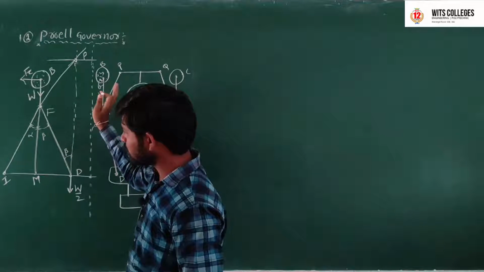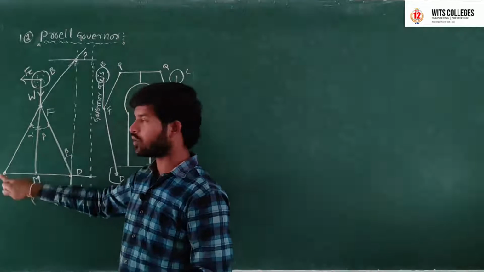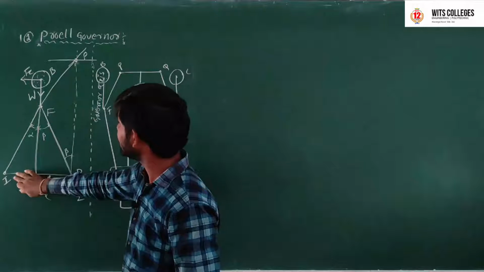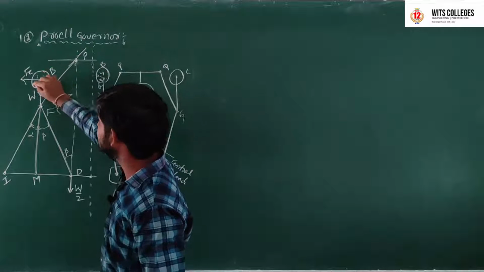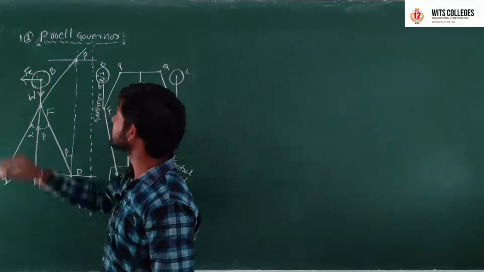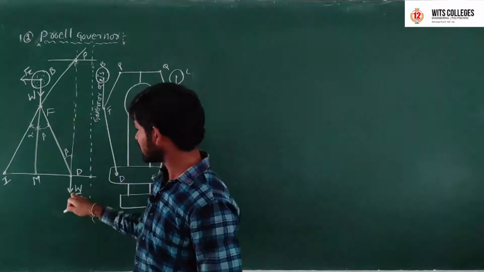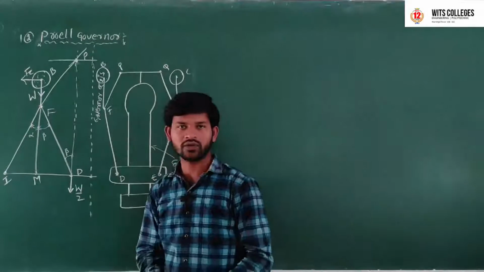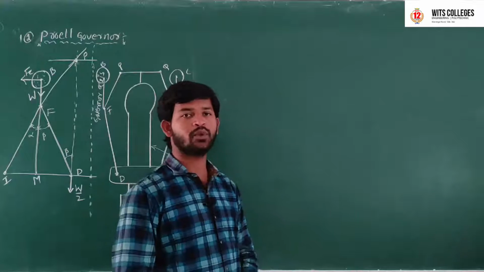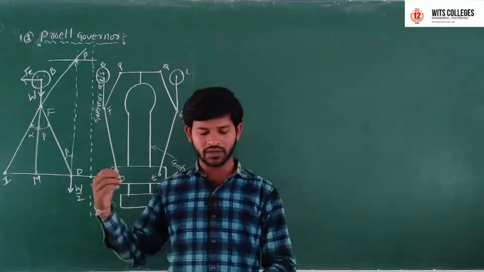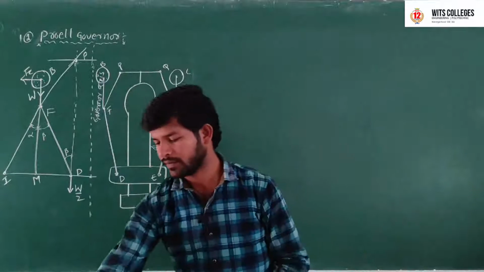Taking moments about I, here we have FM, FI and next I to P. Okay, this is the fixed pivot point. At this ball, we get the centrifugal force FC and the weight of the ball. Here capital W is the weight of the sleeve. From this governor we can derive the speed of the governor.